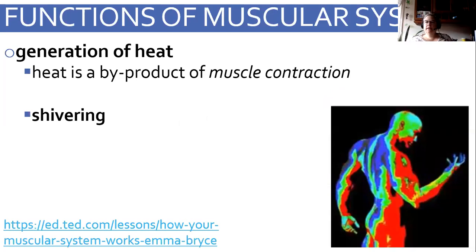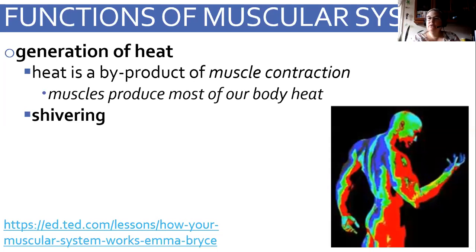Muscles are also important to us because they produce heat. Every time a muscle contracts, it gives off heat, okay? And muscles actually produce most of the heat in our body. We can see here, whatever's red in this picture, that's heat, right? The more contraction we have, the more heat we produce. So when you exercise, your muscles are contracting more, and we get warmer, okay?